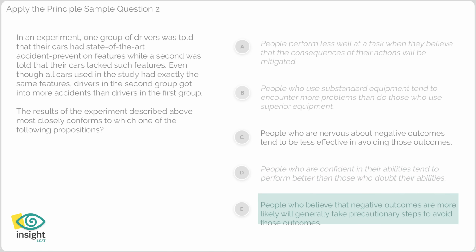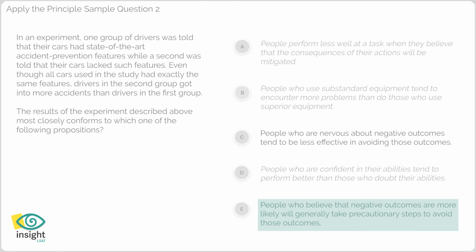And finally, E. People who believe that negative outcomes are more likely will generally take precautionary steps to avoid those outcomes. Okay, so let's match things up. The first part seems to be talking about the second group. They might believe that accidents are more likely since their cars don't have the accident prevention features. So this checks out so far. Then what do we say about them? They will generally take precautionary steps to avoid these outcomes.